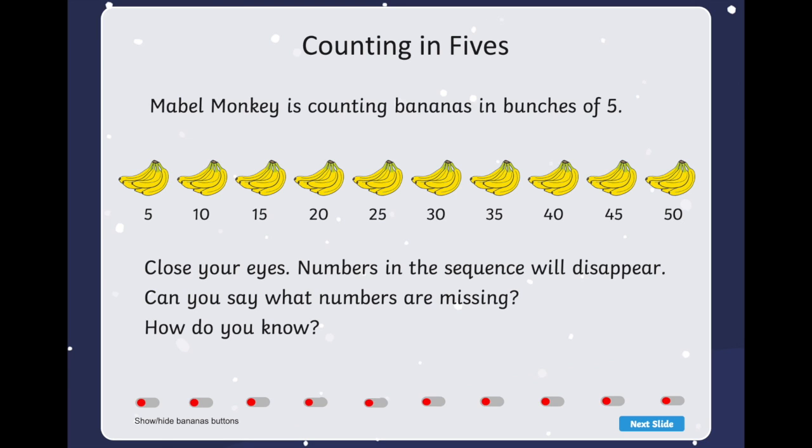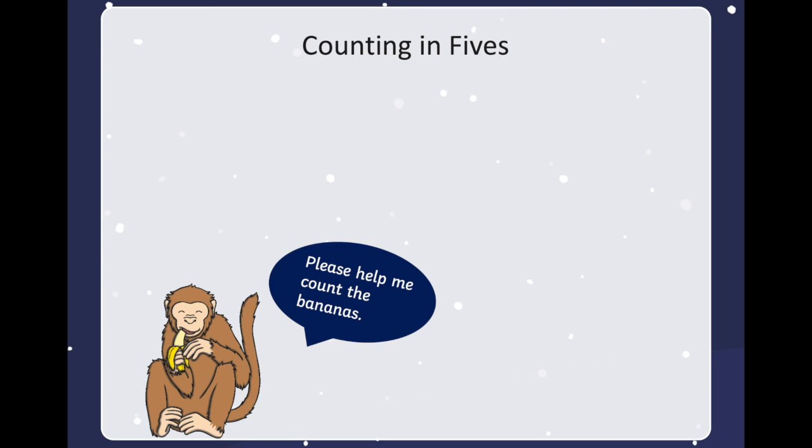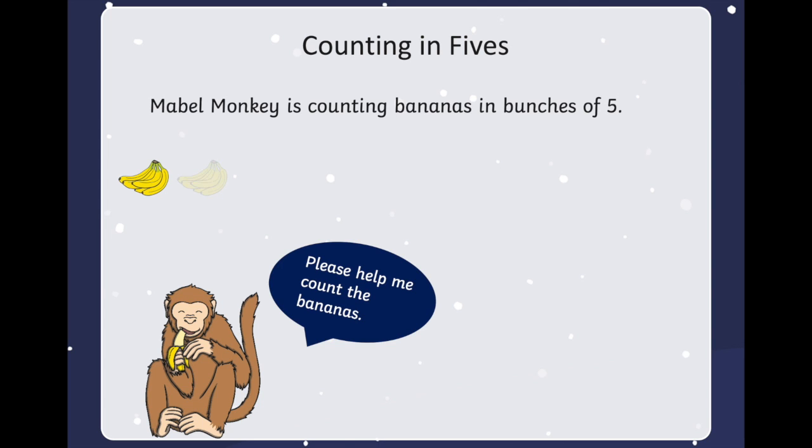Mabel Monkey is counting bananas in bunches of 5. Close your eyes for a second and open them again. Some of the bananas will have disappeared. So close your eyes, everyone. Now you can open them again. Some of the bananas are missing.